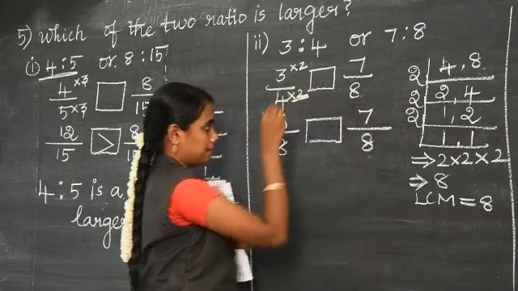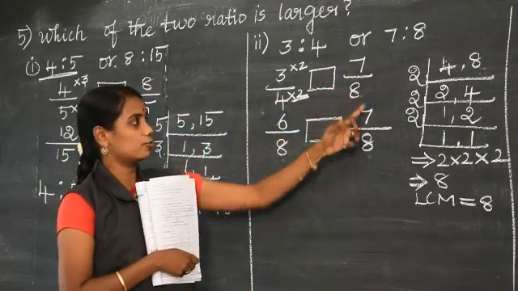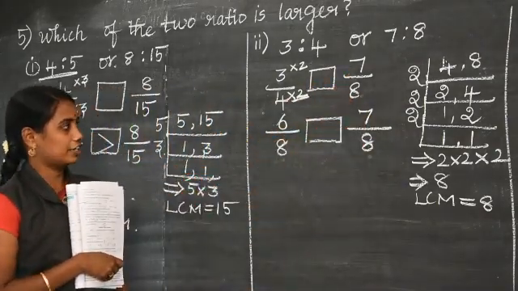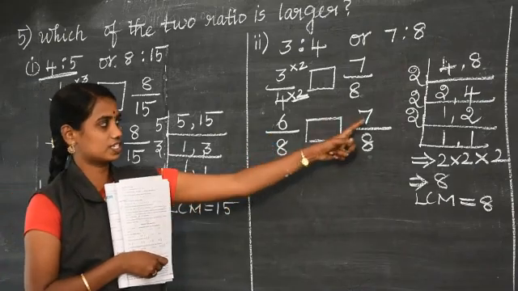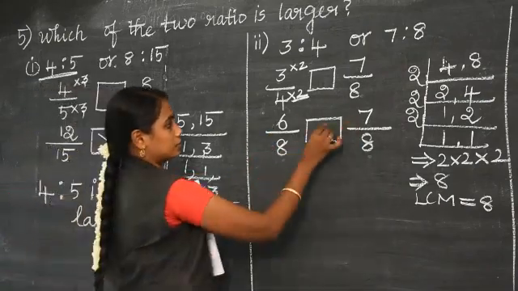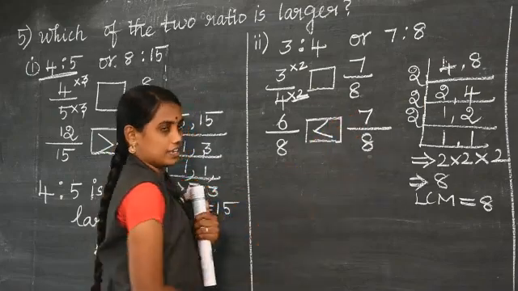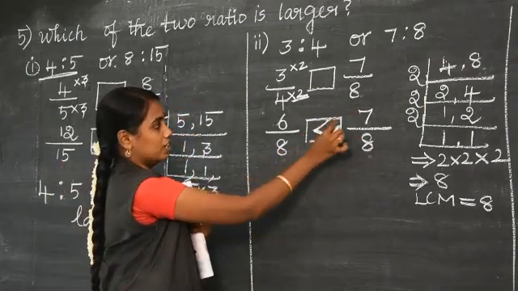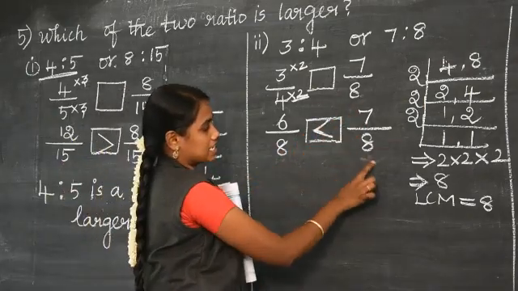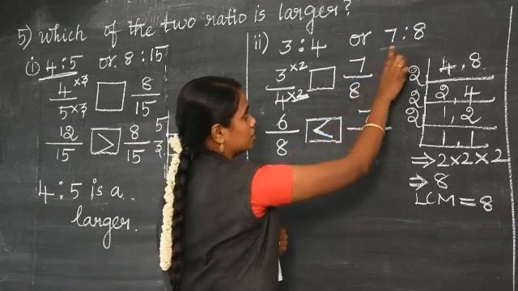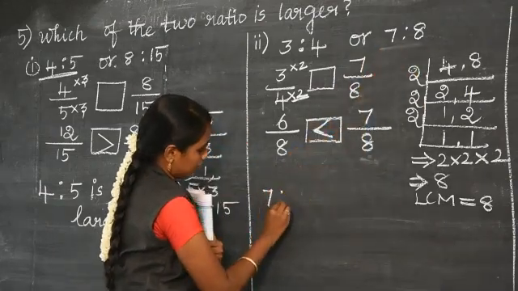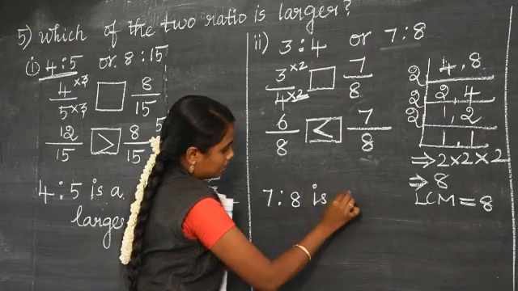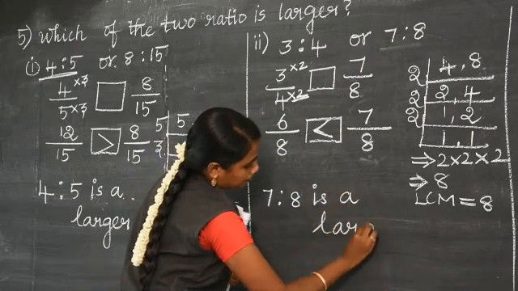So you don't need to multiply by any number. Write the numerator as it is. Now find out which is greater, 6 or 7. 7. So the symbol opens toward the 7. Now 7/8 is larger. So what is the question? 7:8. 7:8 is larger.